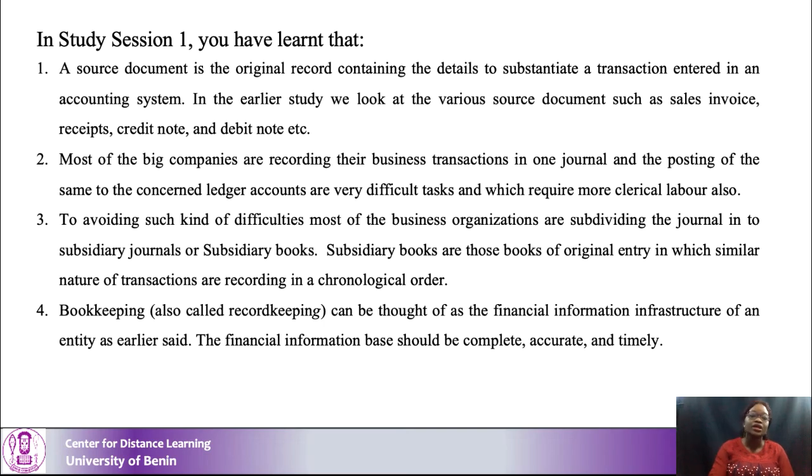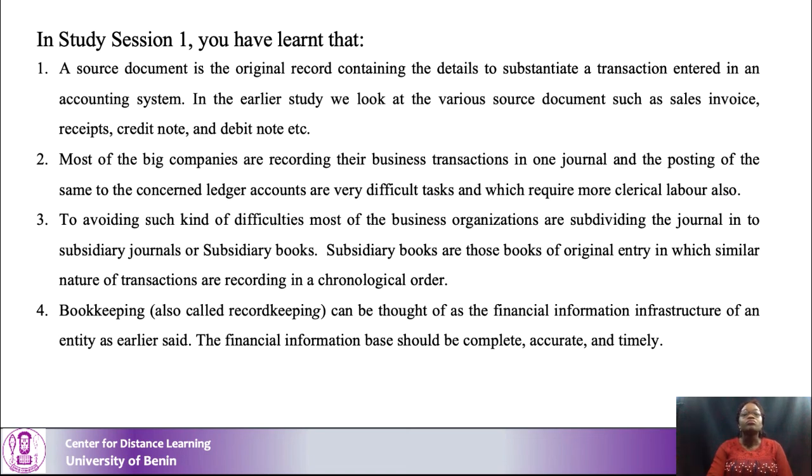In summary, in this study session, we have learned what a source document is. We have said that it's an original record containing the details that serves as an evidence to a transaction entered into the accounting system. And we gave instances or examples of some source documents, which includes sales invoice, receipt, credit notes, and debit notes.